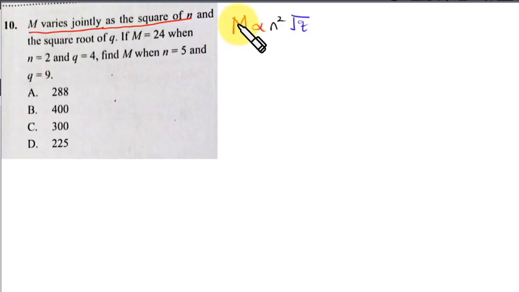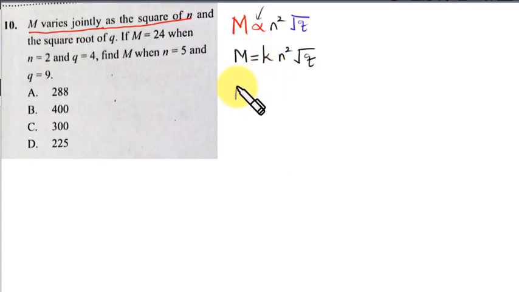So first I have to get rid of the proportionality sign. I'll write m, get rid of this sign and bring in an equal to sign. If I bring in an equal to sign, then I have to introduce what we call the proportionality constant, small k, and bring n squared and the root of q. Now my job is to find the small k. That is to make k the subject. That is going to be very simple.